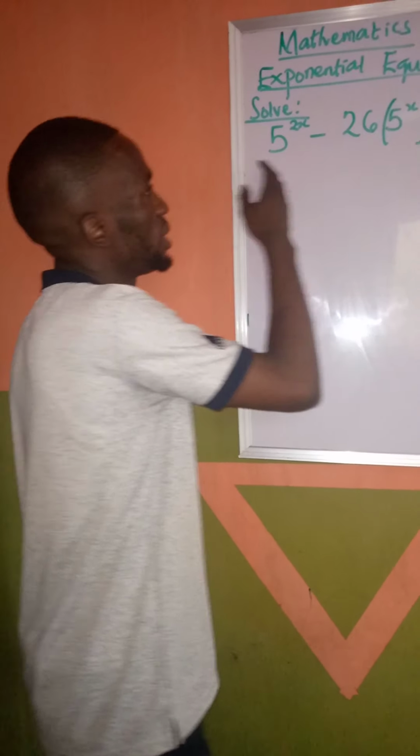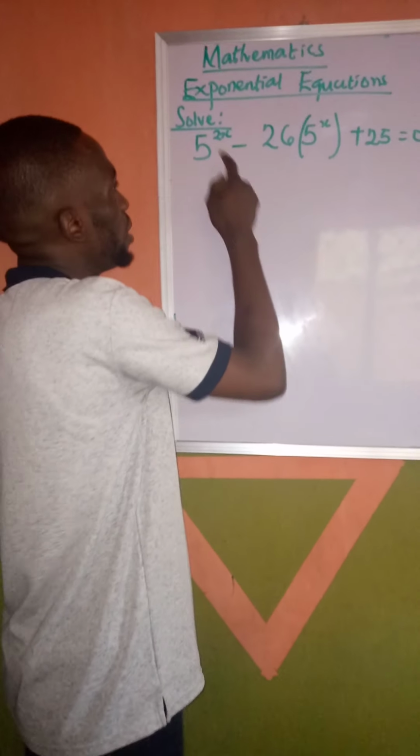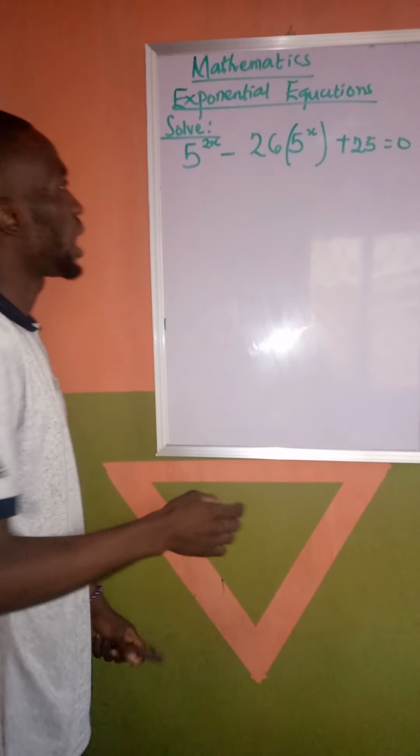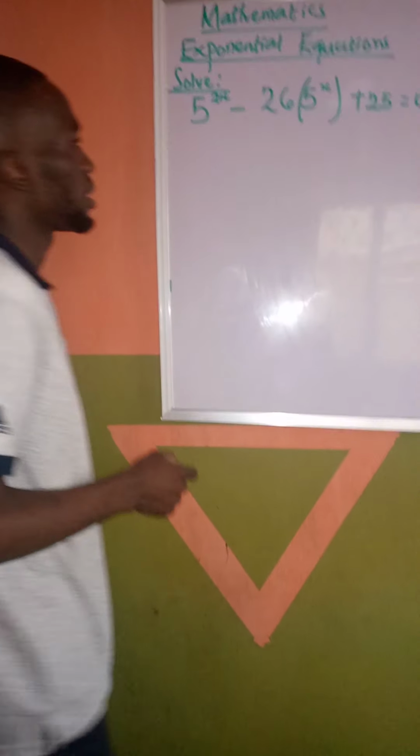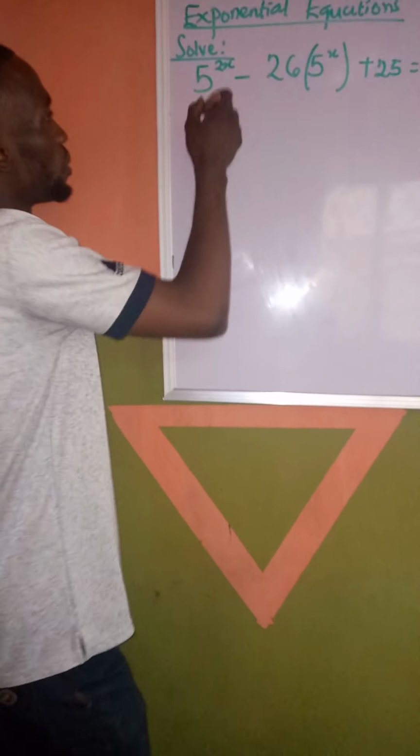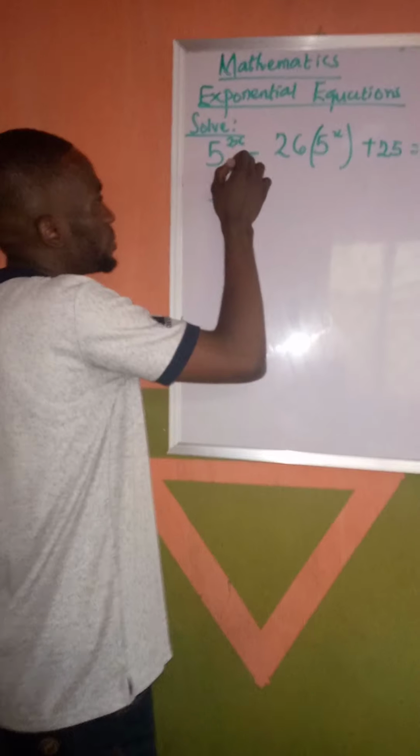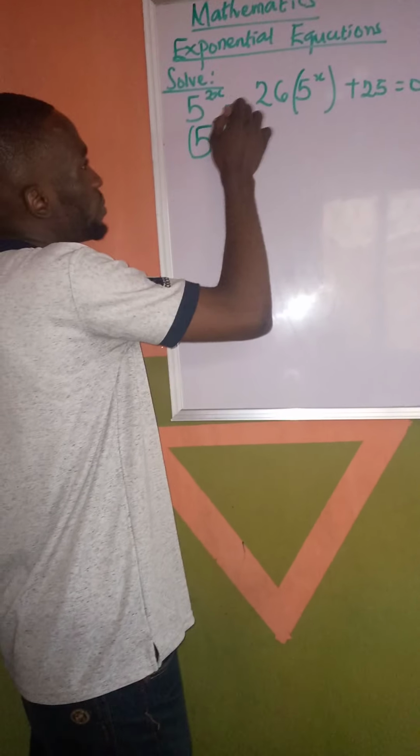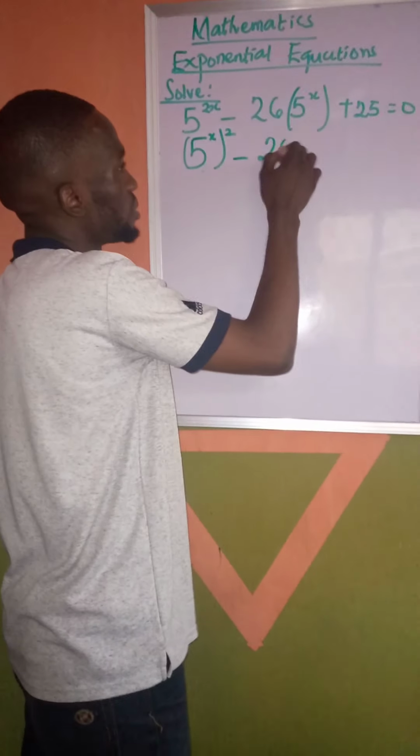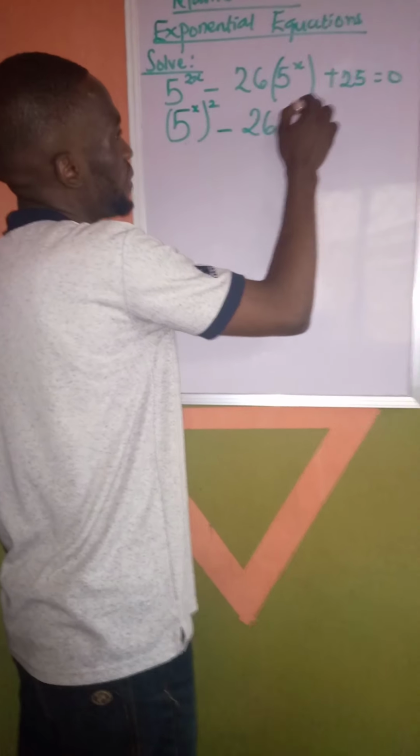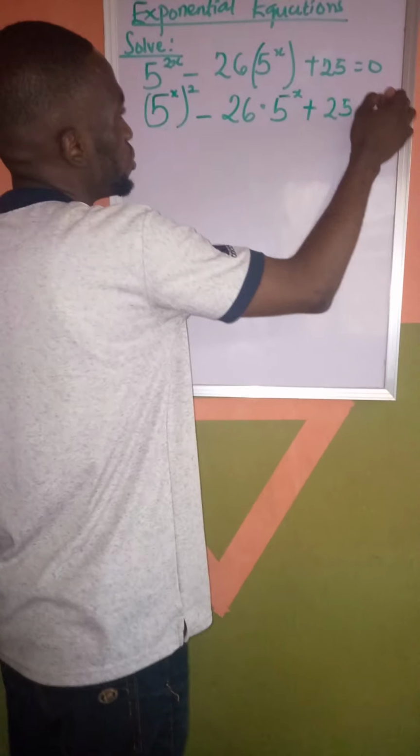So to solve any exponential equation, you need to first identify your unknown. Our unknown here is x, and to get this x, we need to represent it with another letter. How do we do that? We will have to rewrite this to be 5 raised to power 2, 5 raised to power x. We introduce a bracket, minus 26 times 5 raised to power x plus 25 equals to 0.